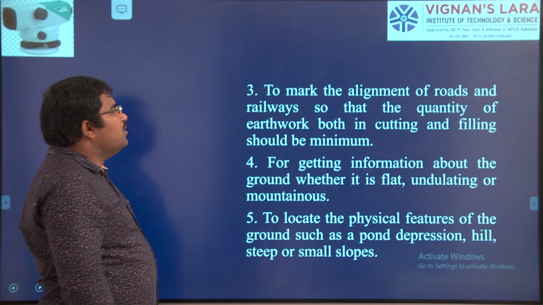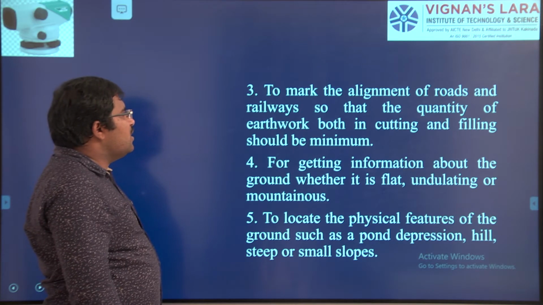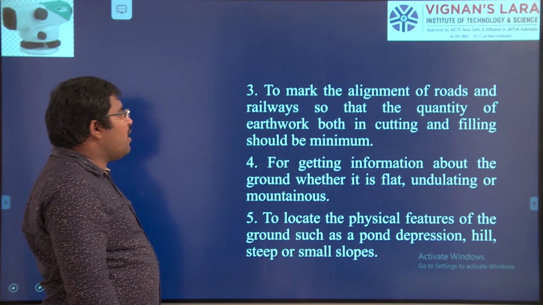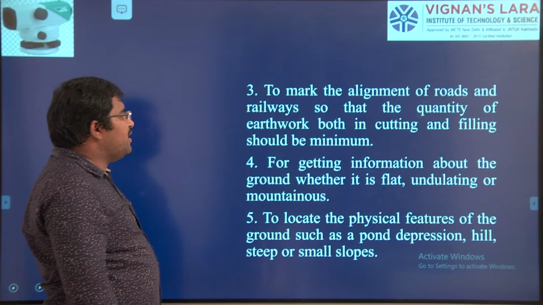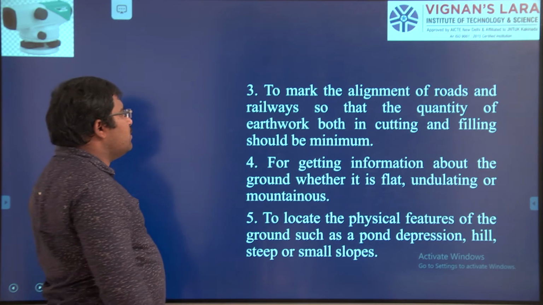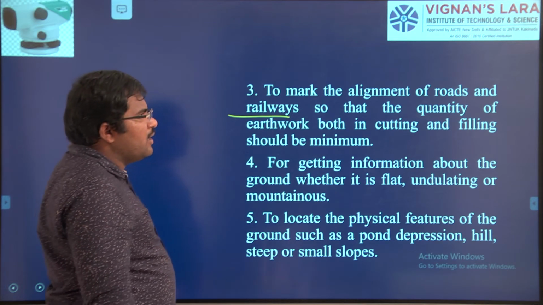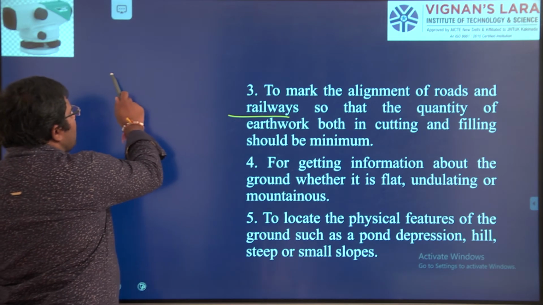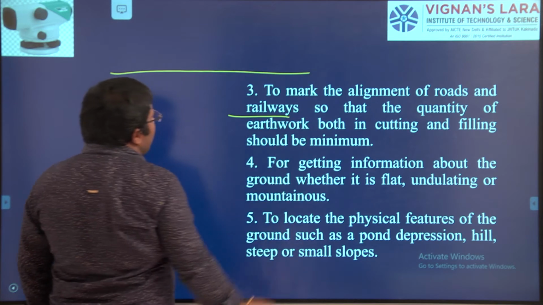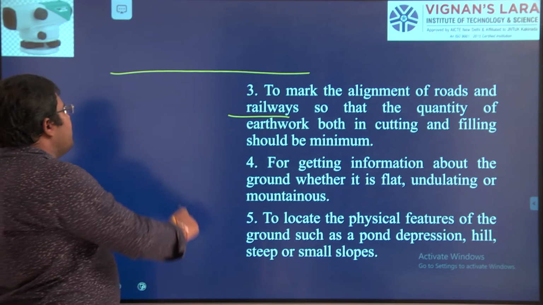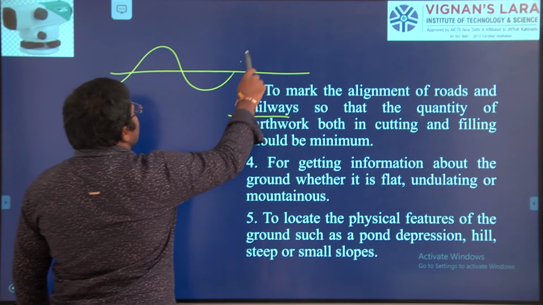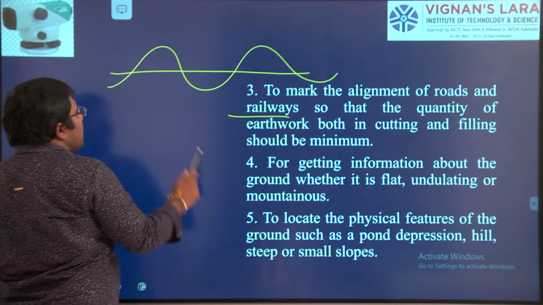Okay. Next, to mark the alignment of roads and railways so that the quantity of earthwork, both in cutting and filling, should be minimum, and also in the railways and roads, right? So for our road and railway we need to follow the same level line, but the features of the earth will be like this, right? Ups and downs will be there.